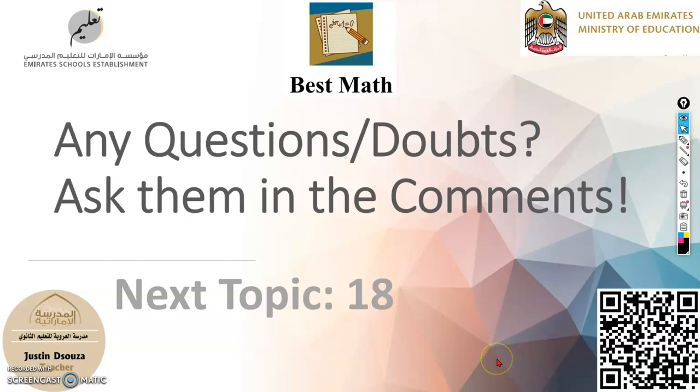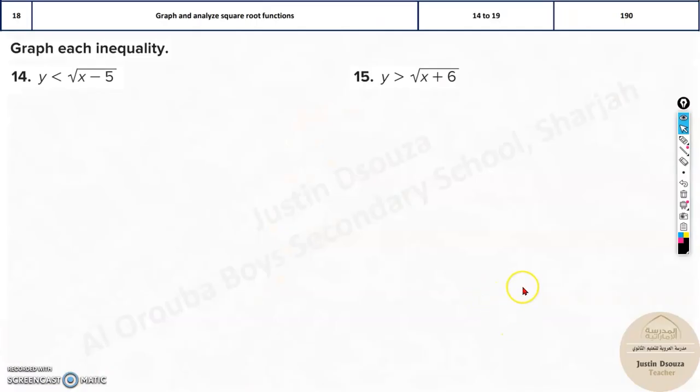We move on to the next topic, that is the 18th topic. It is about graphing inequalities. Now this is about square root functions. As you can see over here, we have equations like this: y is less than root of x minus 5, y is greater than root of x plus 6, and different functions.